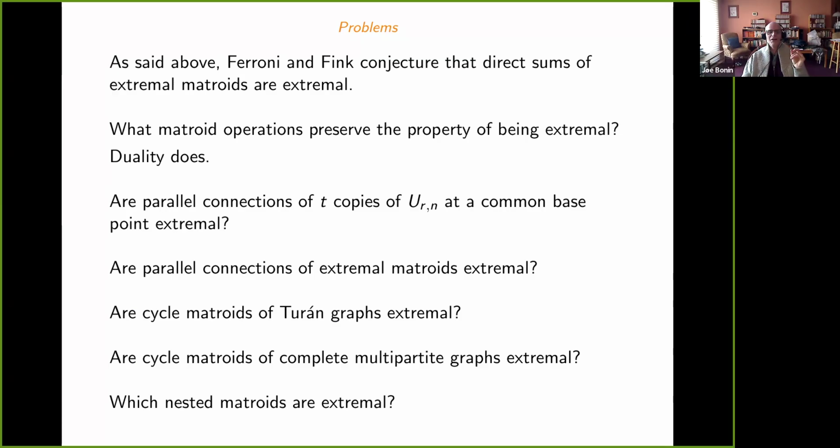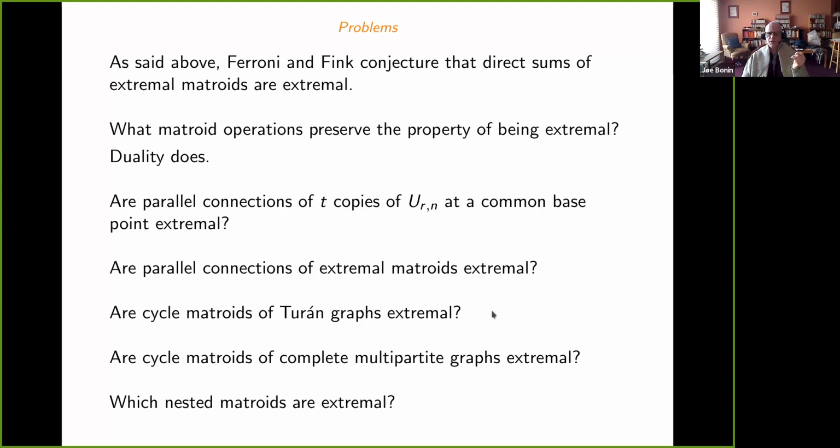Open questions. Of course, this question that Alex and Luis raised about direct sums, I think that's a very, very interesting question. There's the broader question of what matroid operations preserve being extremal, and Alex and Luis noted duality does. So that's one operation. I mentioned parallel connections to Luis, and he's very dubious about that. I don't have any reason to suspect that parallel connections of extremal matroids are extremal, but maybe some are. Maybe some parallel connections of uniform matroids, maybe a given uniform matroid at a given point.